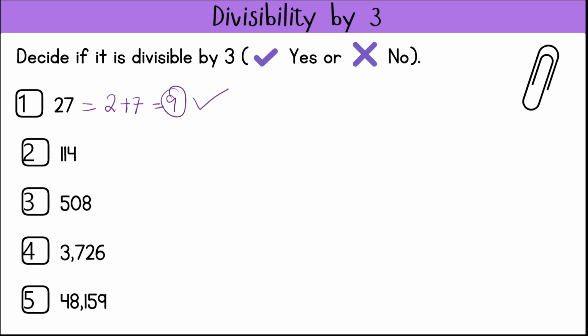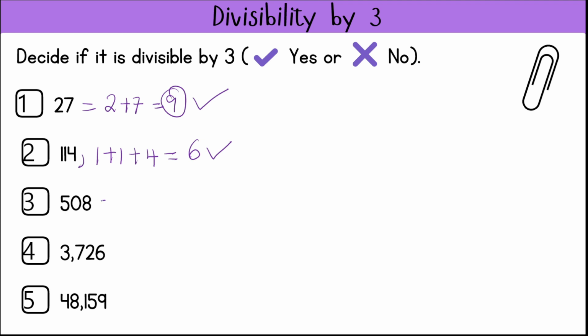And the second question is 114. So I'm going to have 1 plus 1 plus 4. 1 plus 1 is 2. 2 plus 4 is 6. So therefore, 114 is divisible by 3.